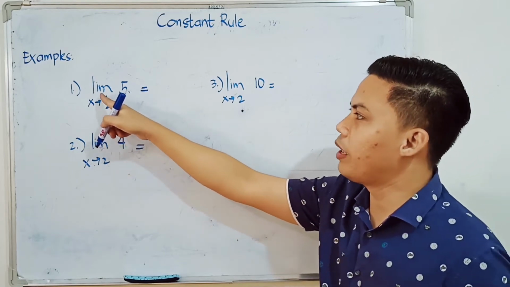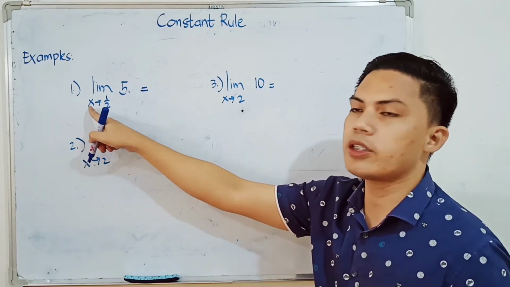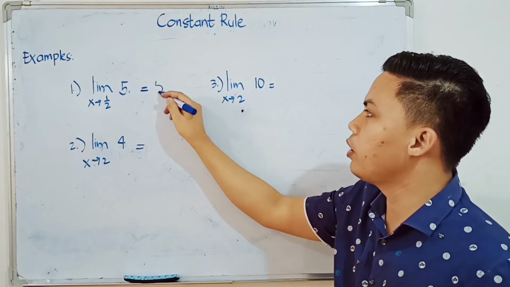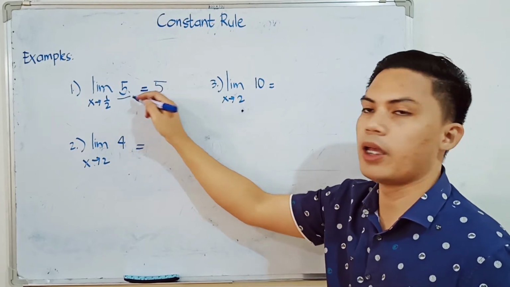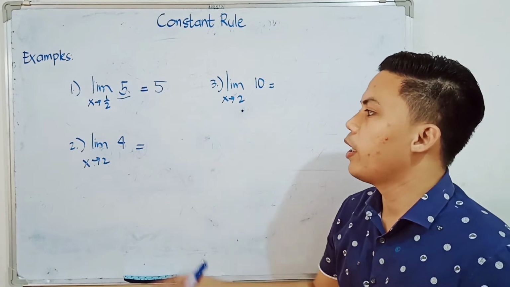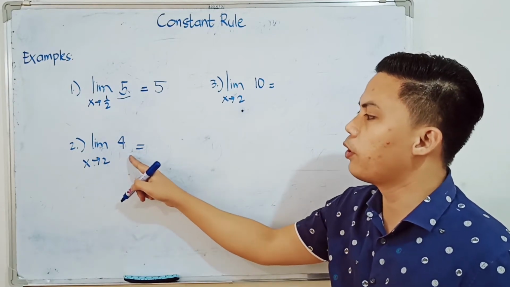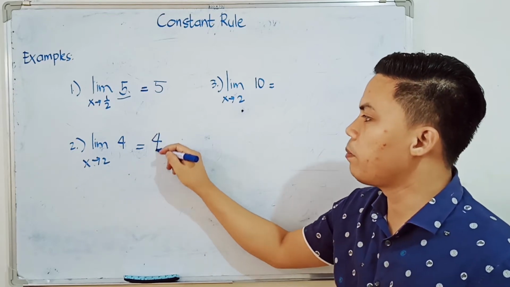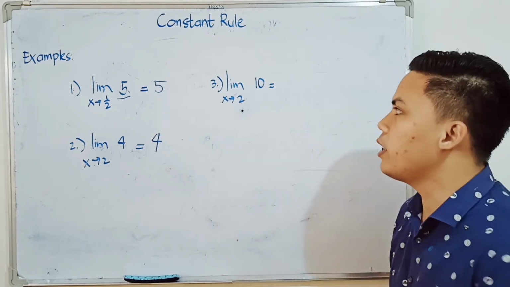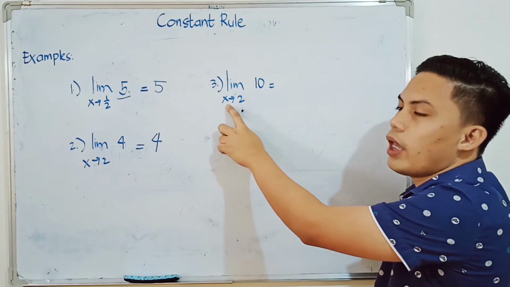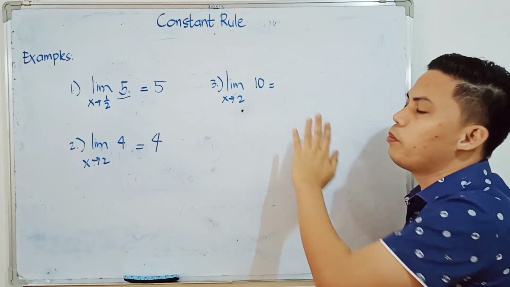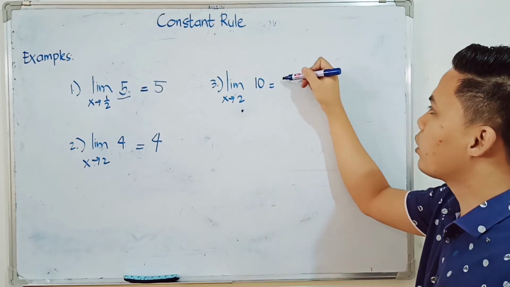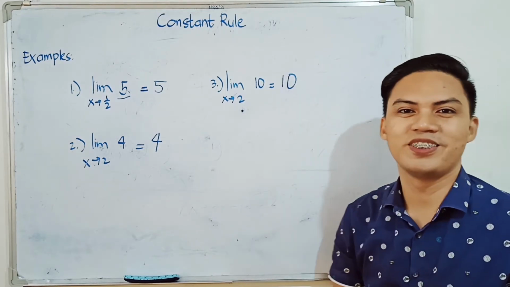Suppose we have the limit of 5 as x approaches 1/2. In this case, yung sagot natin would be equal to the constant na given, which is 5. And next, limit of 4 as x approaches 2. So the answer is simply 4. And lastly, the limit of 10 as x approaches 2. So yung magiging sagot natin is again yung constant. So the answer here is 10.